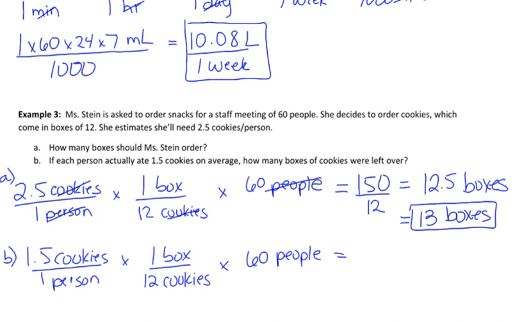Gives us 1.5 times 60 divided by 12 is 7.5 boxes. So if I bought 13 boxes from part A, and I'm going to use only 7.5 boxes when everyone only eats 1.5 cookies, I'm going to have 5.5 boxes left over.